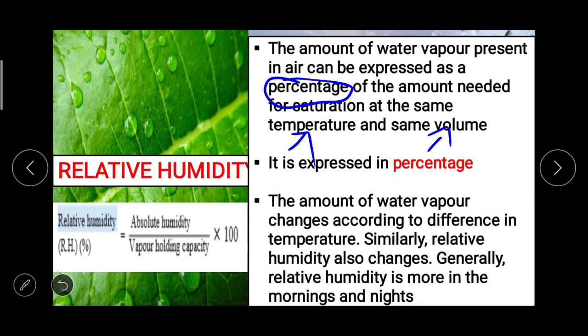The amount of water vapor changes according to difference in temperature. We have already seen in the start that temperature is a very important factor in humidity. If the air is dry or warmer, it also affects the humidity. So the amount of water vapor changes according to difference in temperature, and similarly relative humidity also changes.